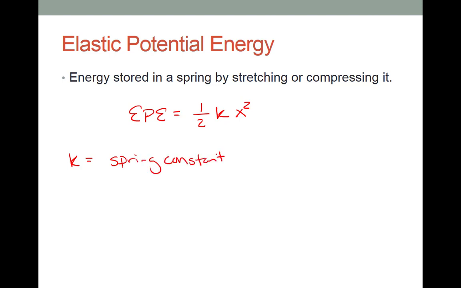Now, the spring constant is not a constant like capital G in the last unit was, where it's always the same number. This is different for every single spring. But for a single spring, as long as you stay in the realm where the force is proportional to the displacement, Hooke's law, as we saw in a lab, then K is constant for that individual spring. K has units of newtons per meter.